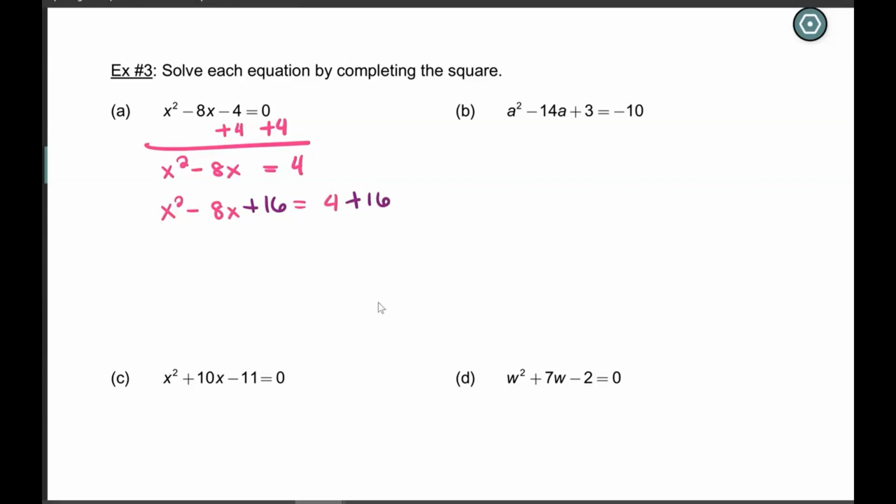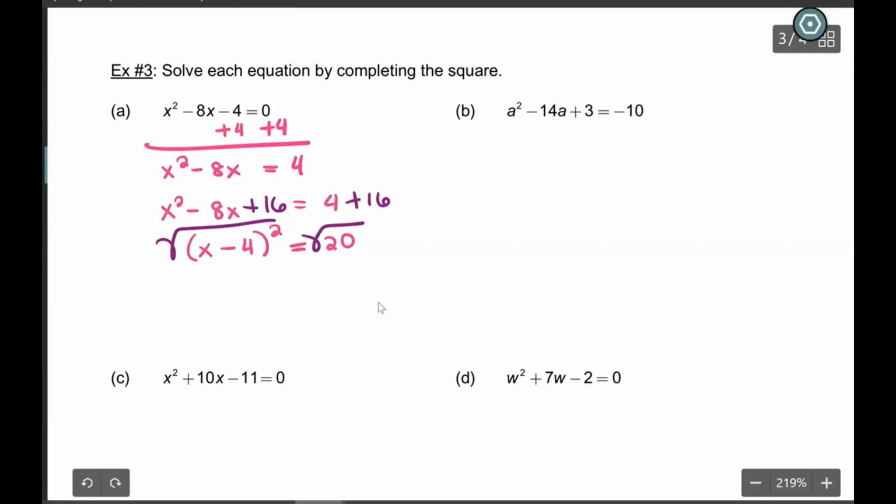So now this is a perfect square trinomial. What is it the perfect square of? x minus 4, because x minus 4 times x minus 4 is the perfect square trinomial above. Over here I get 20. So now I'm going to take the square root of both sides. I get x minus 4 equals plus or minus the square root of 20.